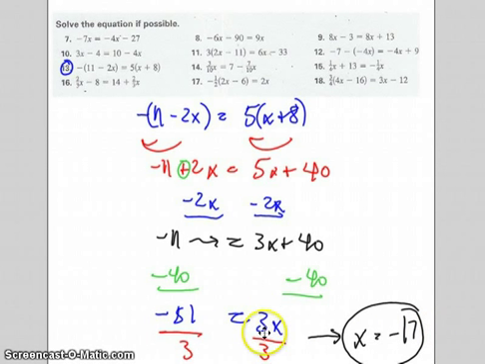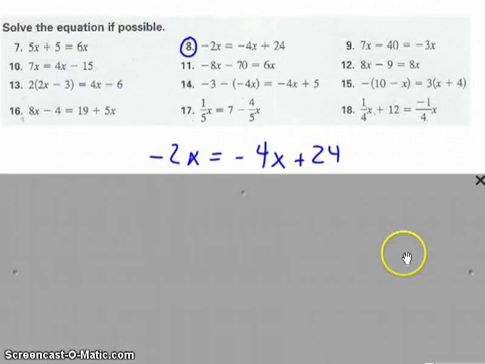So I'm going to divide the 3 away from both sides, and x is going to turn out to be negative 17. If you've done the problem and you're not sure that negative 17 is the right answer, once again, you can plug negative 17 in for x on both sides, in both places where there's an x. Let's move on to the next problem.